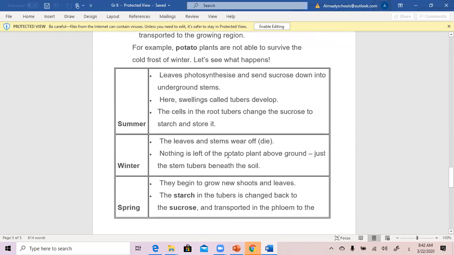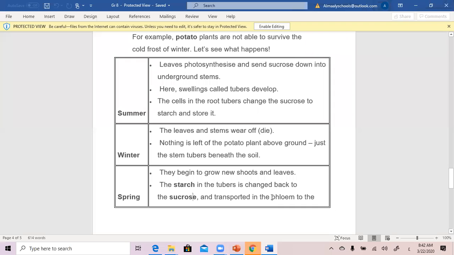In the winter, the leaves and stems die. Nothing is left of the potato plant above ground. That's the stem tuber beneath the soil. Then in the spring, they begin to grow shoots and leaves. The starch in the tuber changes back to sucrose and is transported in the phloem.